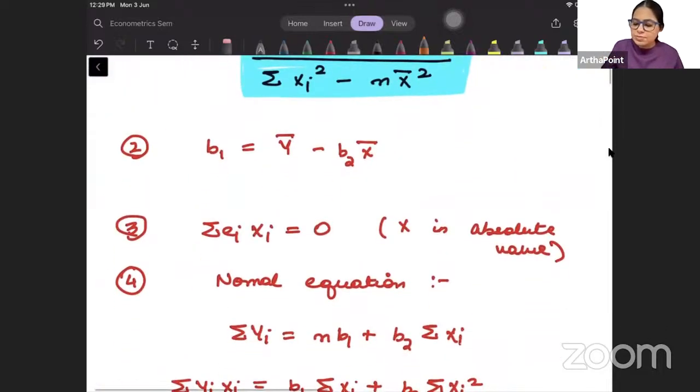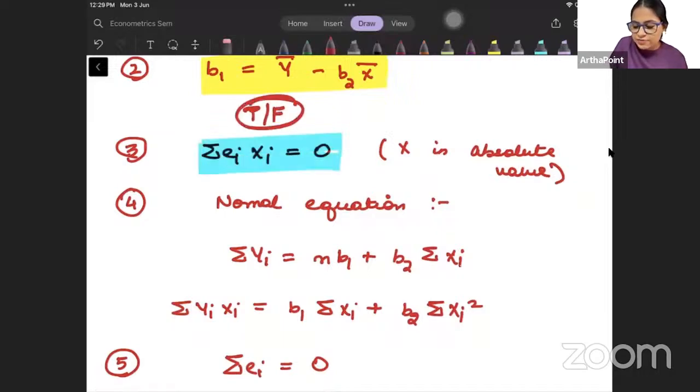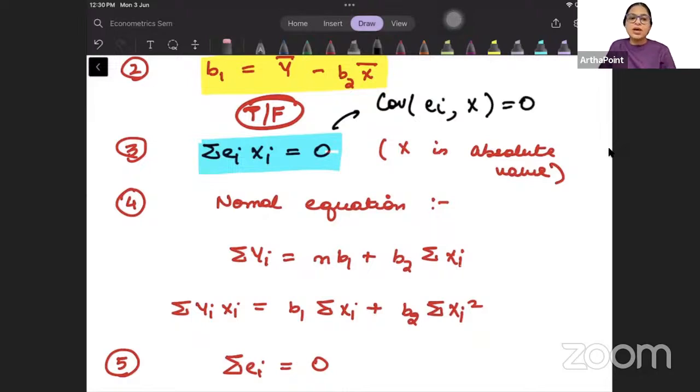Okay. Now let me go to the formula of B1. B1 can be written as y bar minus B2 x bar. Now this is something that can also be asked in true false. Whenever we have the product summation ei xi, with x in the absolute terms, the summation of the product is 0. This also means that the covariance between ei and X will be 0. This also comes as a true-false statement.